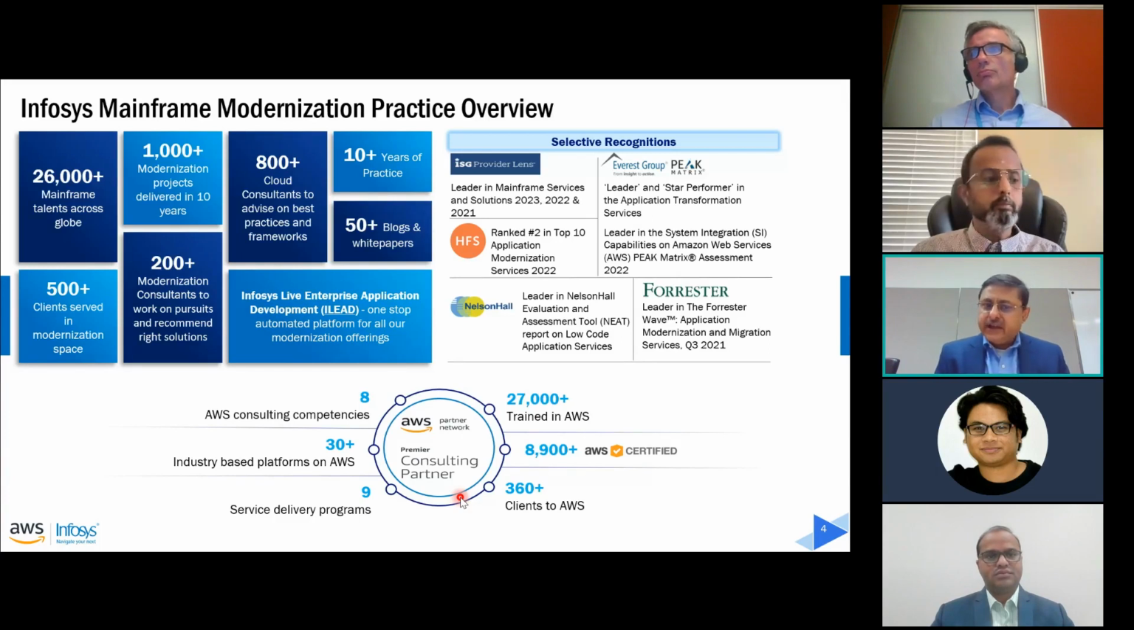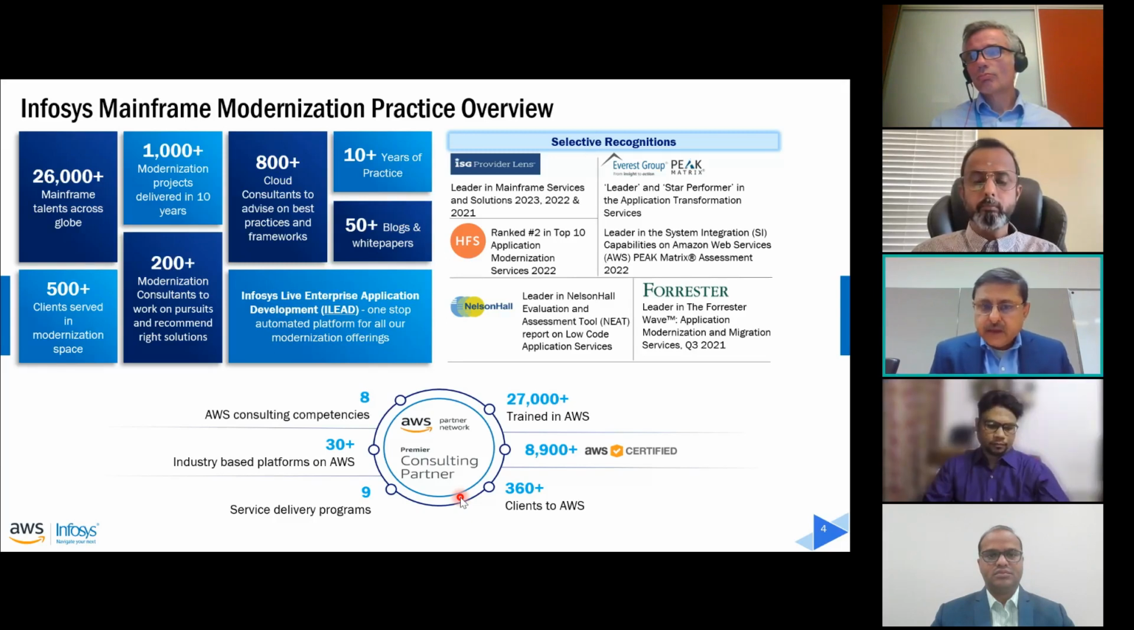In addition to that, we have specific AWS consulting competencies. We have got industry-wide platforms. We will demo one of the platforms to you. And our objective is, of course, to help our clients. And so we keep evolving the platforms, curate the knowledge, and then bring it into the platform.